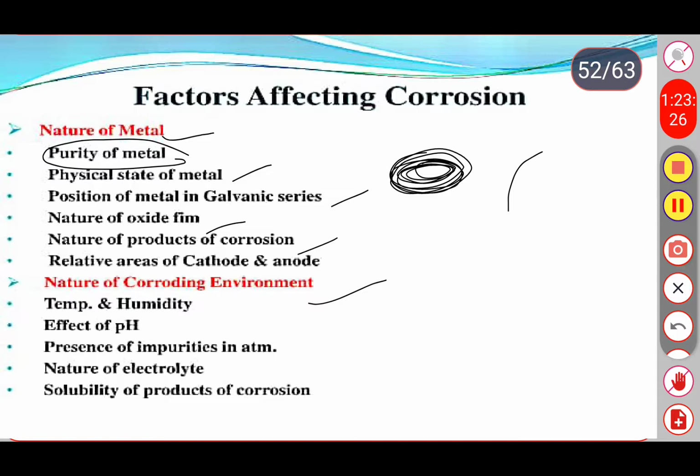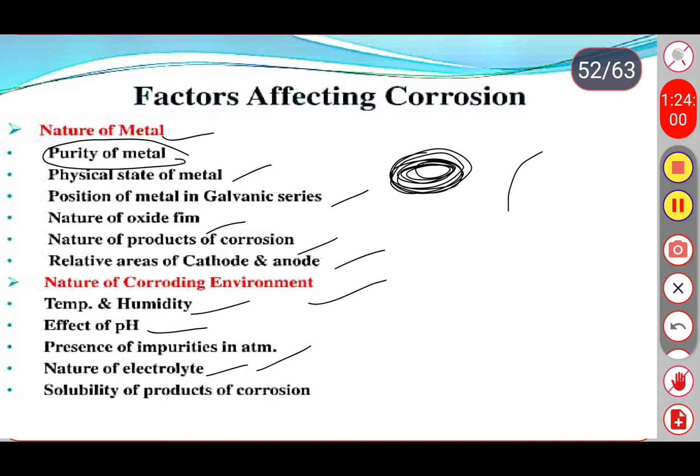some more factors affecting corrosion: temperature and humidity, effect of pH. Next one, presence of impurities in the atmosphere, nature of electrolytes, solubility of product of the corrosion. So these all are the factors affecting corrosion of the substances.